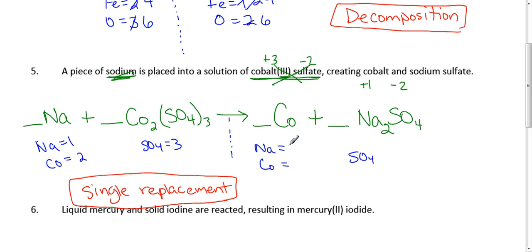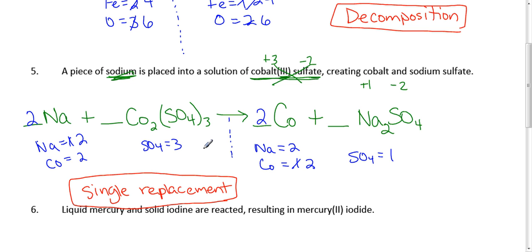Sodium, we look over here, we'll have 2. Cobalt, we've got 1. Sulfate, it's not in parentheses, so that means that there's only 1 of them. So look to see what does not match. Sodium is the first thing I notice. So to get it to balance, we put a 2. And now they match. Cobalt also does not match. We got a 2 and a 1, so we'll put a 2.